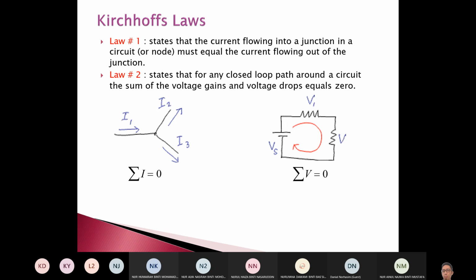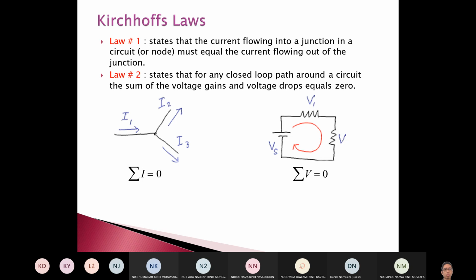So good morning, everyone. I hope everyone is in good health. From last week, we already discussed the voltage divider and current divider. I hope you know how to apply that, and then we will look into certain problems later. I will give you the exercise. But today, first we're going to discuss the Kirchhoff law.